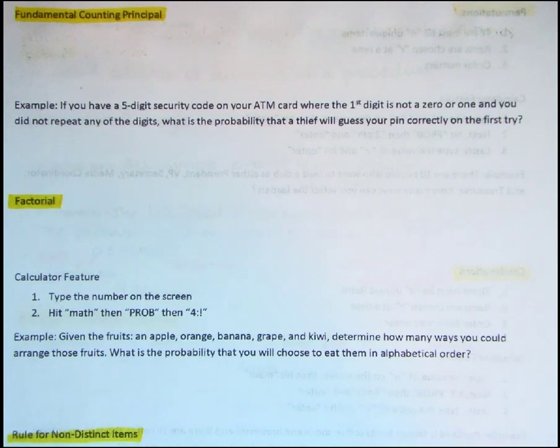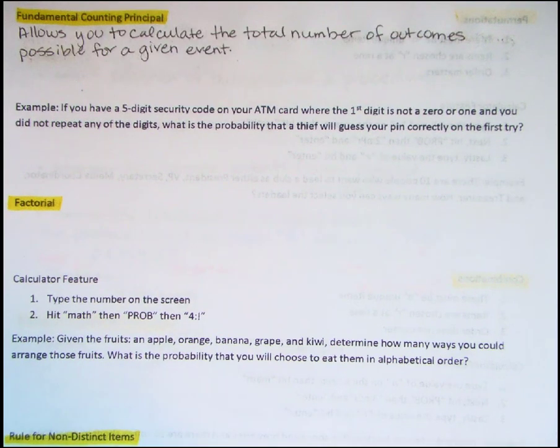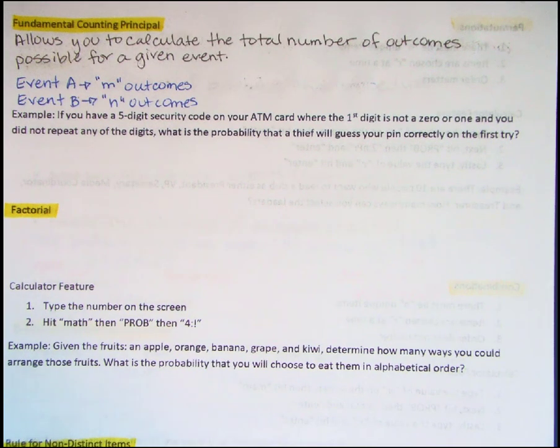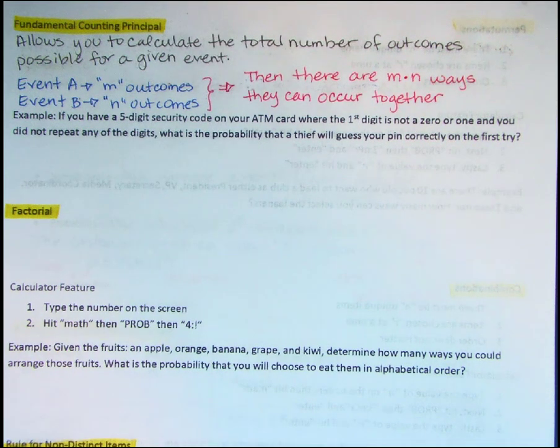The fundamental counting principle can be seen throughout mathematics in a variety of areas. In statistics, it allows you to calculate the total number of outcomes possible for a given event. More specifically, if event A has m outcomes possible, and event B has n possible outcomes, then their product m times n tells us the number of ways or the number of outcomes that they have together.